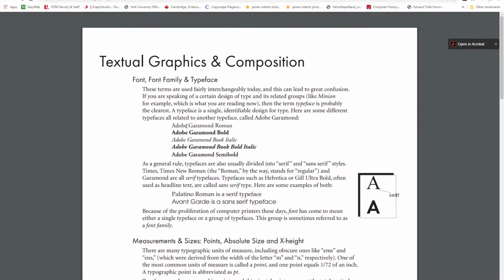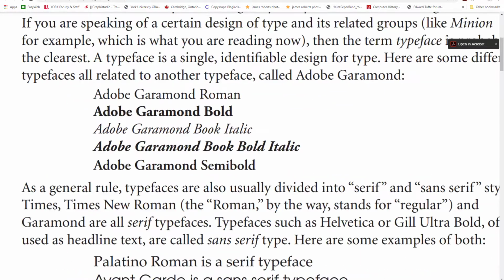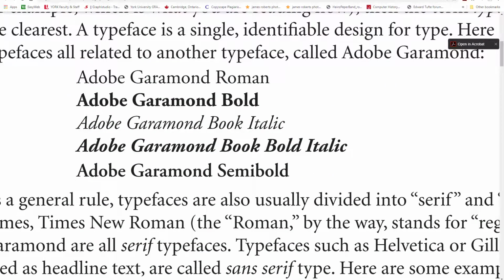typeface, right? So there's Adobe Garamond Roman. It's a regular typeface. There it is in bold. There it is in italics. There it is in bold italic, and there's semi-bold. Now, I want you to understand these things are not the same, okay? Italic, which is like a handwritten text, is not just slanted Roman text. It's not just slanted standard.